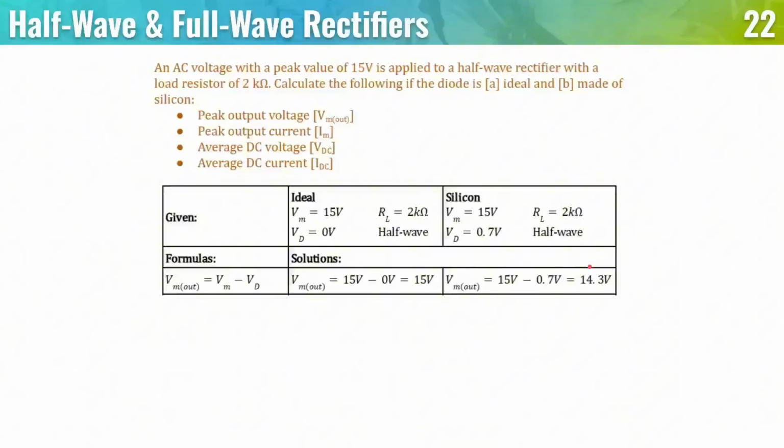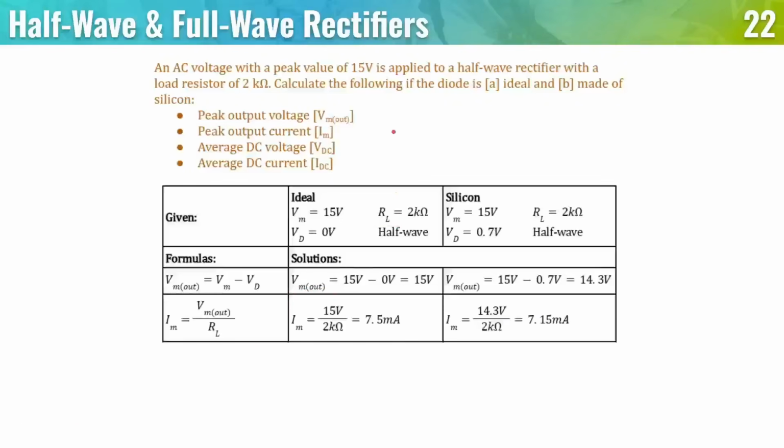Next is the peak output current. We have V and we have R. So if I is equal to V over R, we simply use the peak output voltage divided by the resistance of the load resistor. As you can see, for the ideal diode, since there's no voltage drop, the current is going to be higher than in silicon by a little bit.